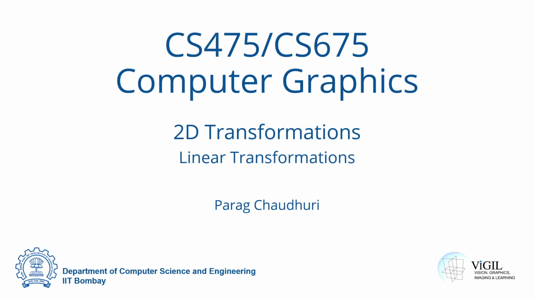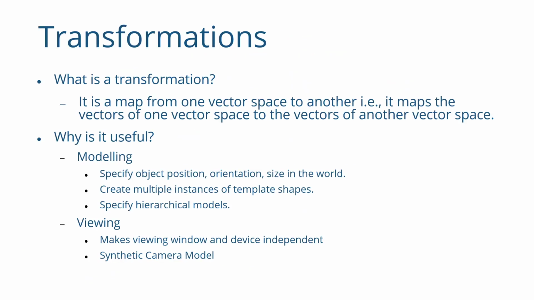Hello everyone. Today we begin our discussion of transformations, and we start by looking at transformations in two dimensions. So what exactly is a transformation? A transformation can be thought of as a mapping from one vector space to another vector space. That is, given vectors from one vector space, it maps these vectors to vectors of another vector space.